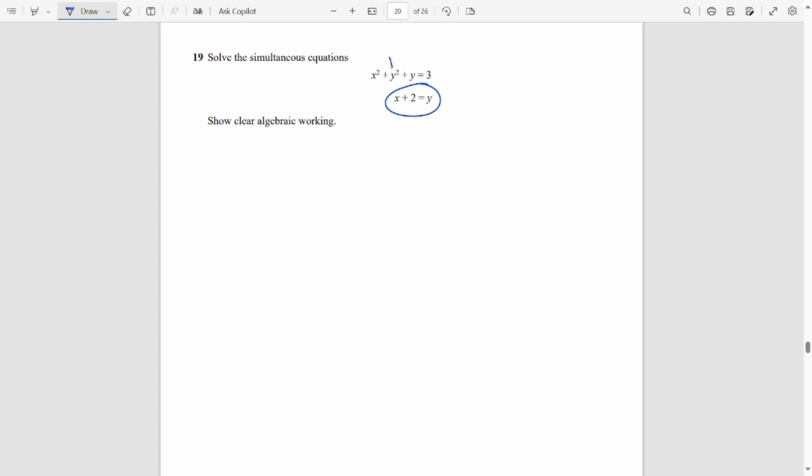So I'm going to put x plus 2 in here and in here instead of y, and then everything will be in x. So we have x squared plus x plus 2, because we just said that that was y, squared plus x plus 2. And all this is equal to 3. Now this is a quadratic, so how we solve a quadratic is we're going to have to expand everything, get it all on one side of the equals equal to 0, and then I'll be able to solve.